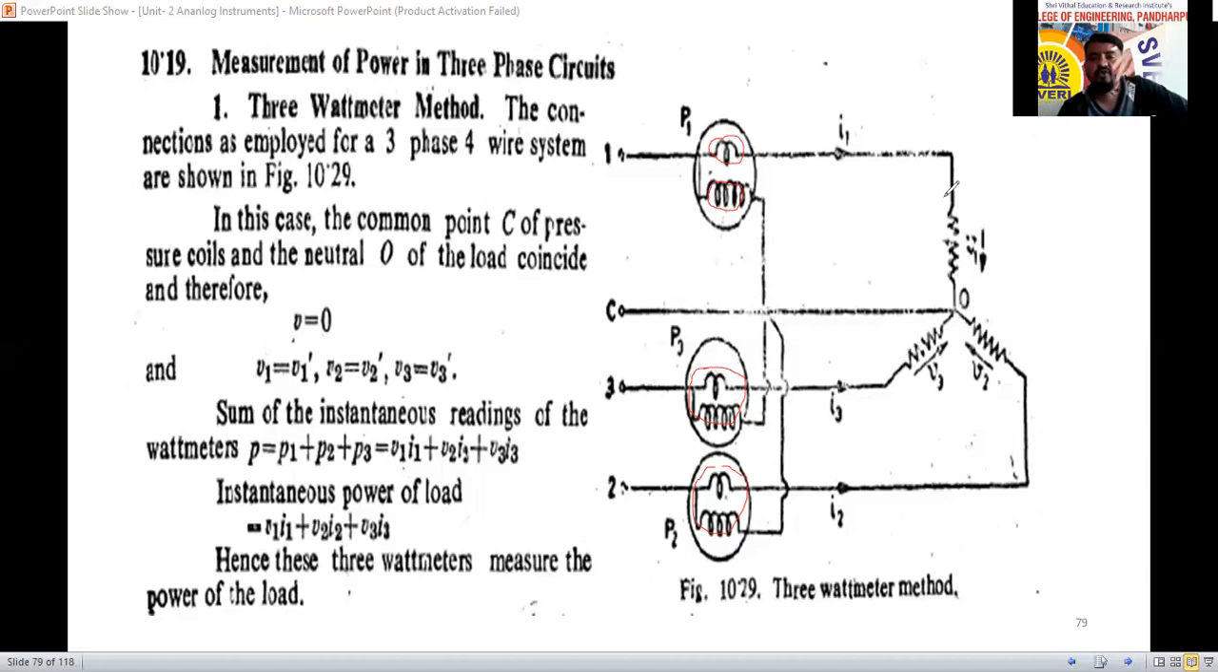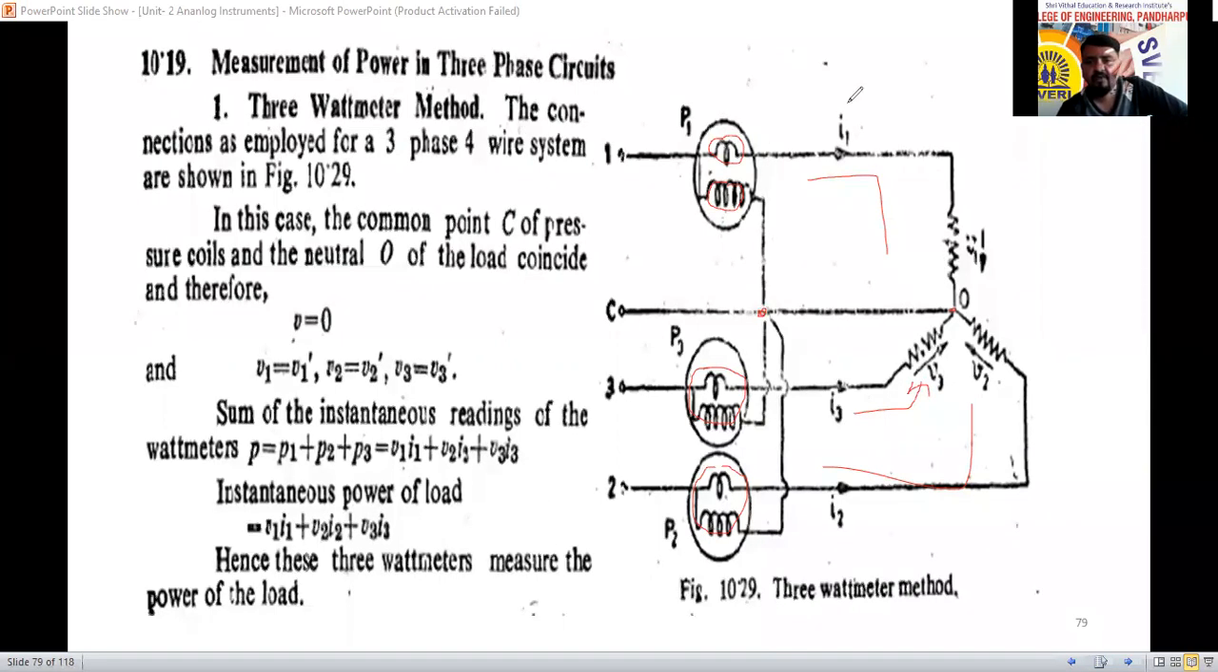The star connected load we are using here now. The neutral point we are connecting here now. The pressure coil we are connecting to that neutral line. The other terminal of the pressure coil we can connect here, or directly here also. So it is a star connected load. The current flowing through phase 1 is I1. Current flowing through phase 2 is called I2. Current flowing through phase 3 is called I3.